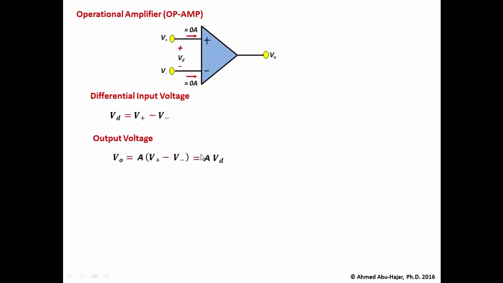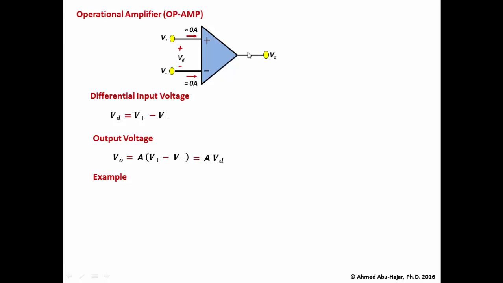And the output voltage, V out, is basically going to be some factor A multiplied by the difference voltage V plus minus V minus, which is the same as saying that it is A times Vd. What's very interesting here is that this number A, we call it the gain of the op-amp, or we can also call it the open loop gain. So there are two terms for it, the open loop gain or the gain of the op-amp.